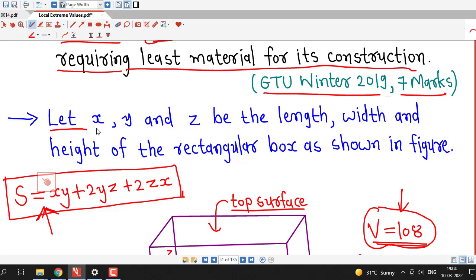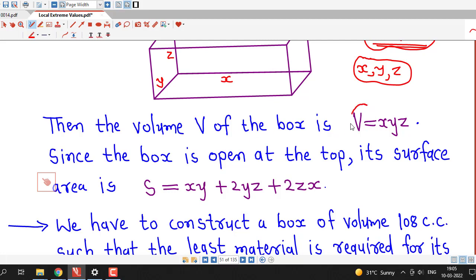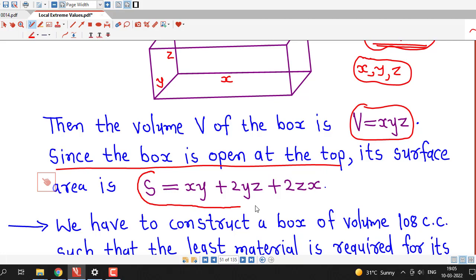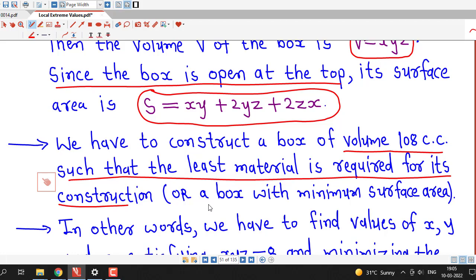So we have to write in this way: let x, y and z be the length, width and height of the rectangular box as shown in this figure. Then the volume V of the box is given by V equal to xyz. Since the box is open at the top, its surface area is S equal to xy plus 2yz plus 2zx. We have to construct a box of volume 108 cubic centimeter such that the least material is required for its construction, or we have to construct a box with minimum surface area.